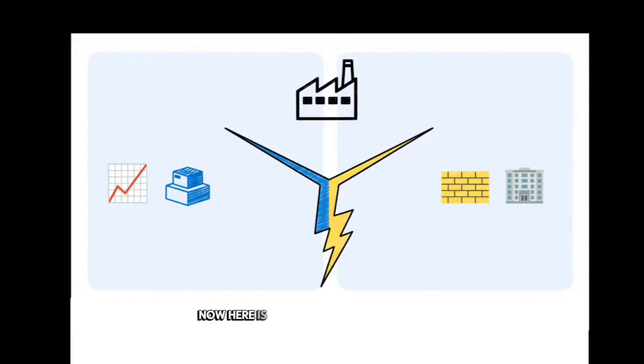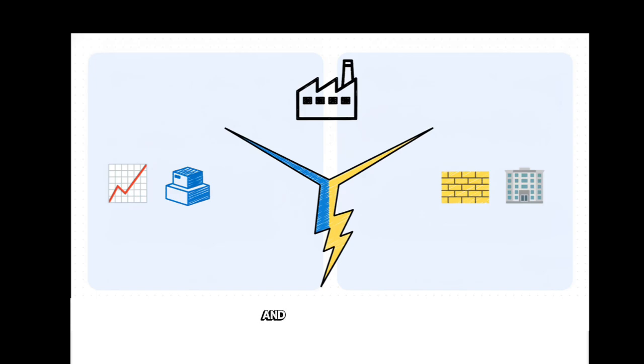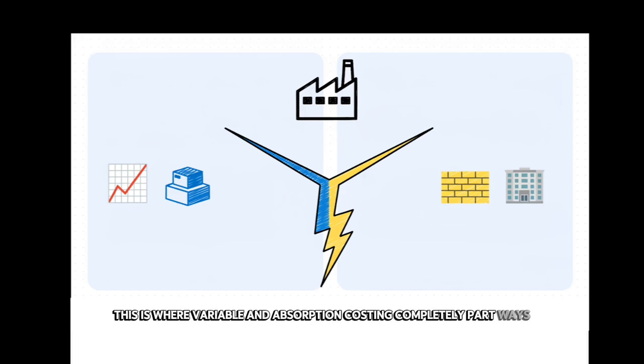Now, here is the absolutely crucial point. That third category, manufacturing overhead, it actually splits into two very different animals. We've got variable manufacturing overhead, which goes up or down based on how many units you pump out. And on the flip side, we have fixed manufacturing overhead. That one stays exactly the same. Think factory rent. Your landlord expects their check whether you make one single widget or a million of them. And this exact split, this is where variable and absorption costing completely part ways.